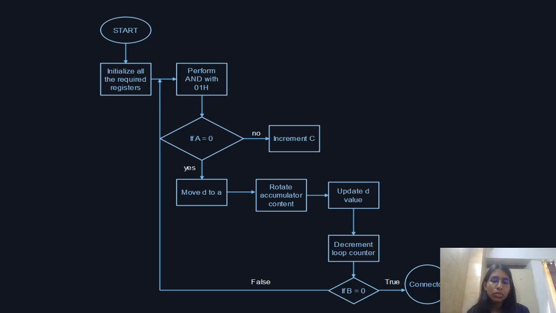Our next step is to move the content of D to A, then rotate the accumulator content and then update the D value again. And then decrement the loop counter as we have performed one operation. Now we'll check if the loop counter is 0 or not. If it is not 0, we'll repeat this process. If it is 0, then we'll continue with our algorithm.